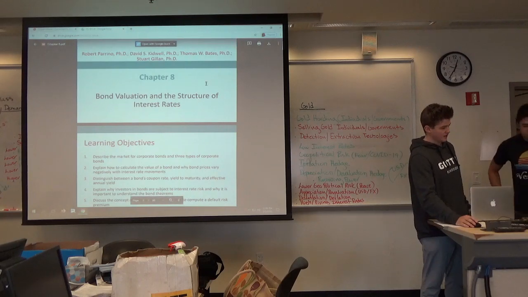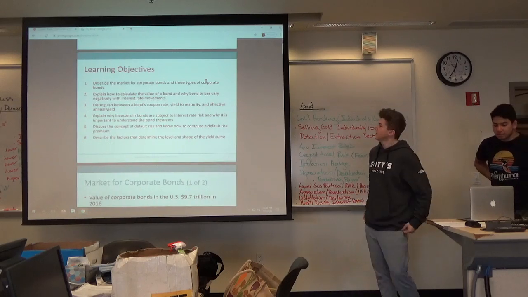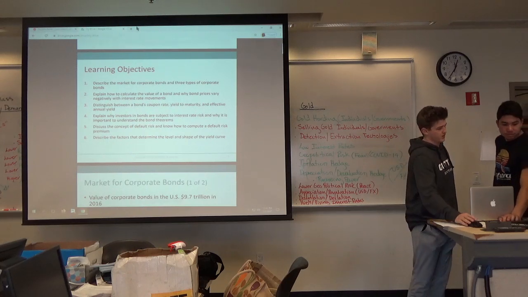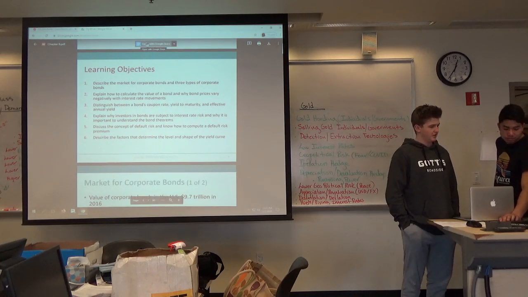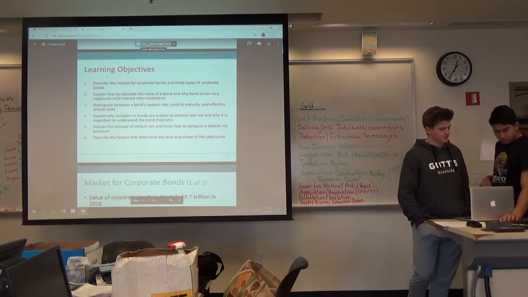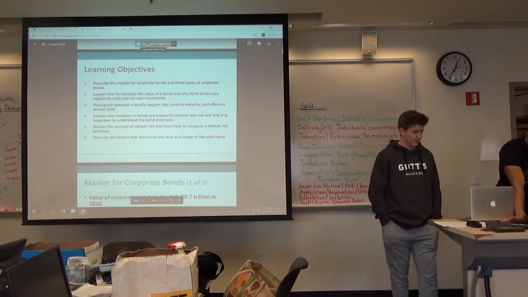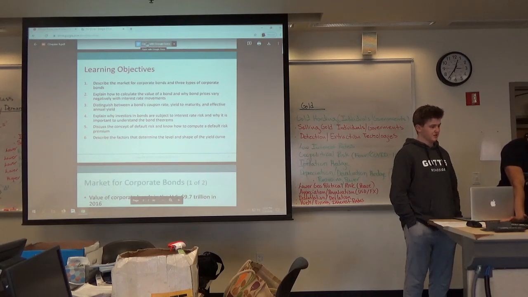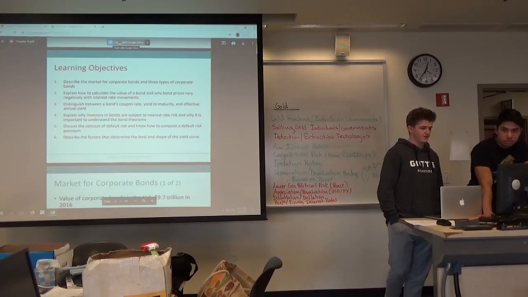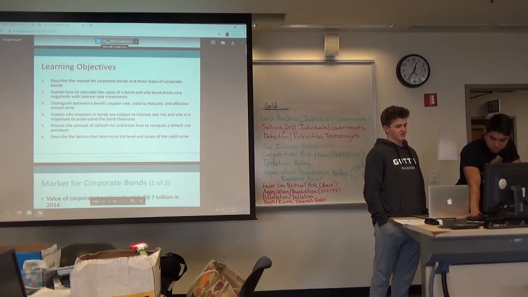Alright, so we did chapter 8, bond valuation and the structure of interest rates. So the learning objectives: one, to describe the market for corporate bonds and 3 types of corporate bonds. Two, to explain how to calculate the value of a bond and why bond prices vary negatively with interest rate movements. Three, to distinguish between a bond's coupon rate, yield to maturity, and effective annual yield. Four, to explain why investors in bonds are subject to interest rate risk and why it is important to understand the bond theorems. Five, to discuss the concept of default risk and how to compute a default risk premium. And six, to describe the factors that determine the level and shape of the yield curve.